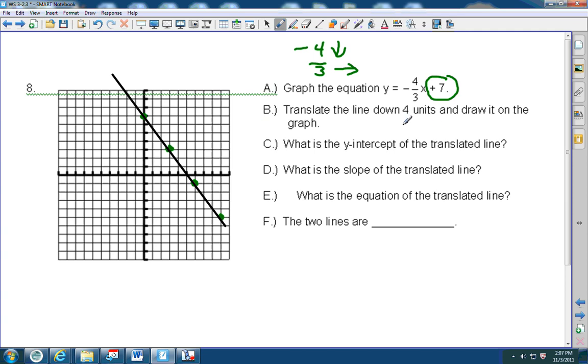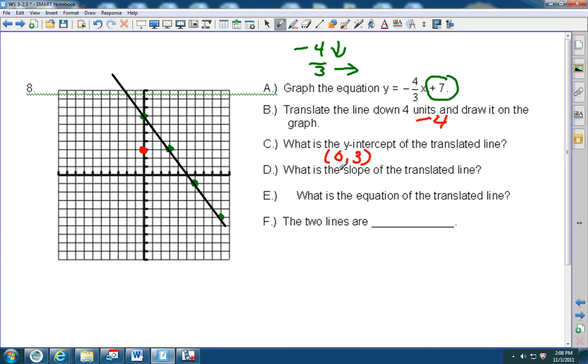Now it says to translate the line down 4 units. So I'm going to start at my y-intercept. I'm going to go down 1, 2, 3, 4. There's my new y-intercept. It is 0, 3. If you notice, you're starting at the y-intercept and moving it down 4 units, so you're subtracting 4 from the 7. 7 minus 4 is 3.